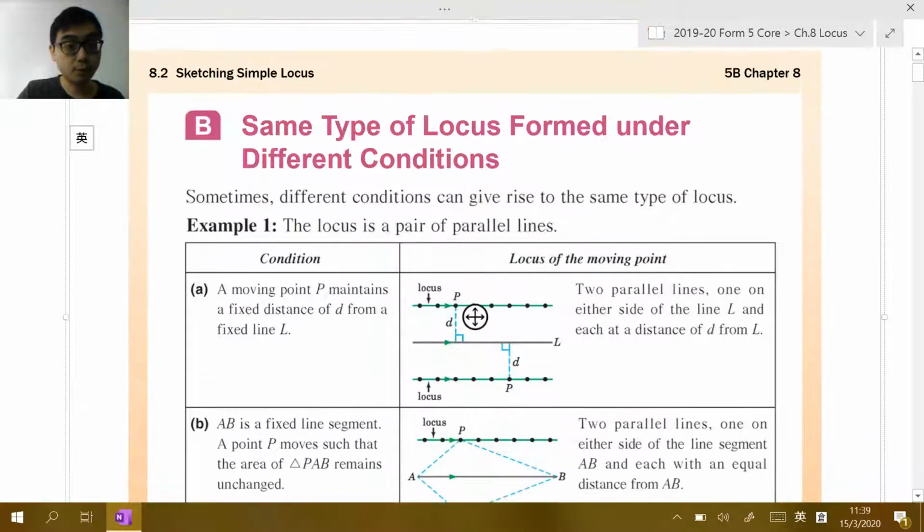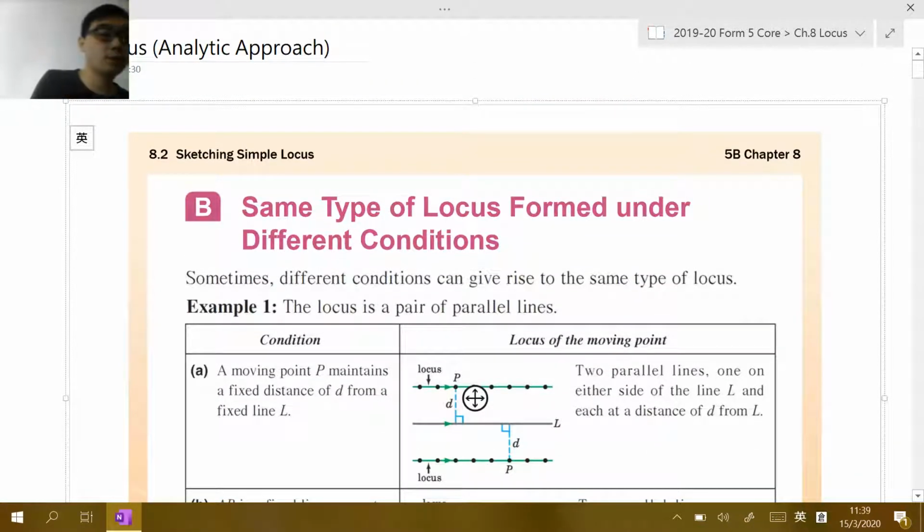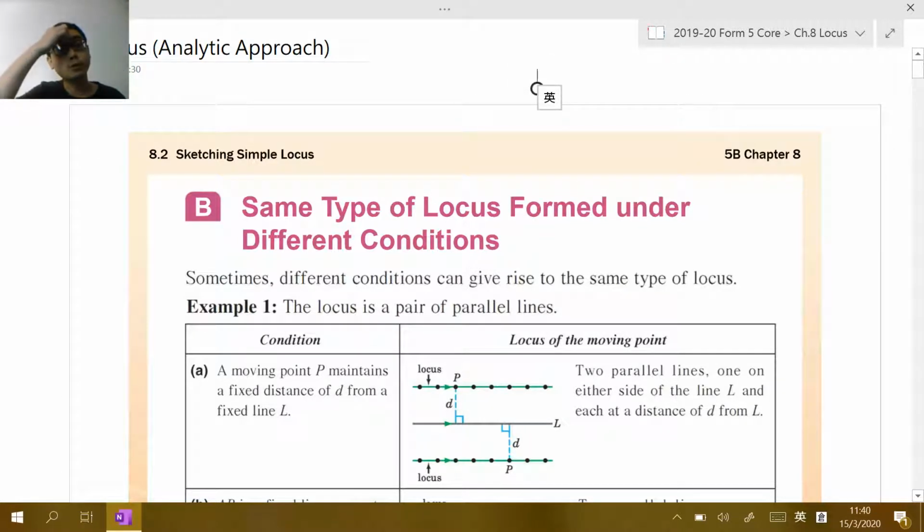Okay, so boys and girls, now I would like to give you the last session of chapter 8, the analytic approach of Locus. So obviously, analytic approach, if you still remember what you have learned in Form 3, we will say analytic approach means we put the figures into the coordinate plane. And then we have to use something like slope, distance, that means all the things related to equations in coordinate plane to solve the problem. So we call it analytic approach.